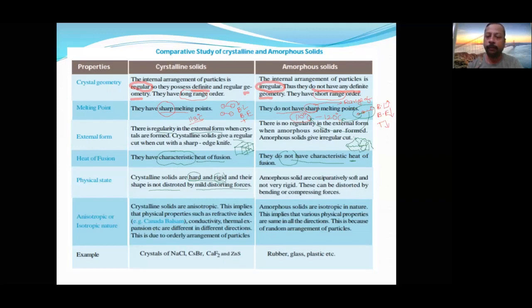But amorphous solids are comparatively soft and not very rigid. Crystalline ones are completely rigid and hard. These are soft when you compare with them, and can be distorted by bending or compressing. There is a difference: brittle is different, bending and compressing is different. Very, very important, you can underline this. The most important topic of this entire tabular form is this one: anisotropic and isotropic.